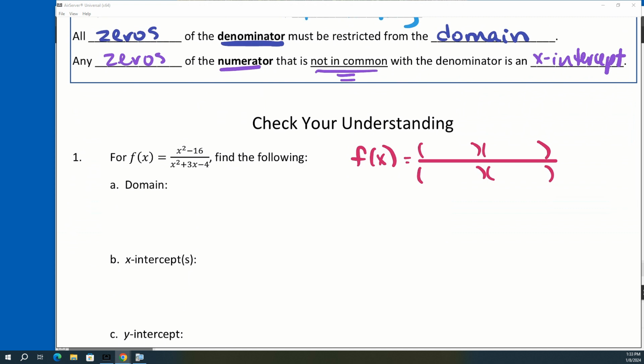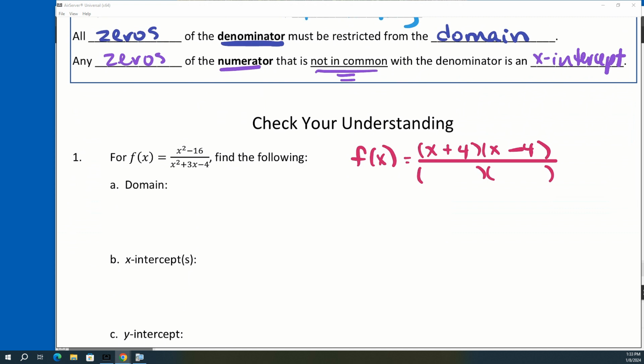So when I look at the numerator, and there's only 2 terms, I notice they're both perfect squares, so I just automatically think the difference of 2 squares, where you find each square root, and you put one with a plus and one with a minus. You guys remember doing that? Yeah. Okay, good.